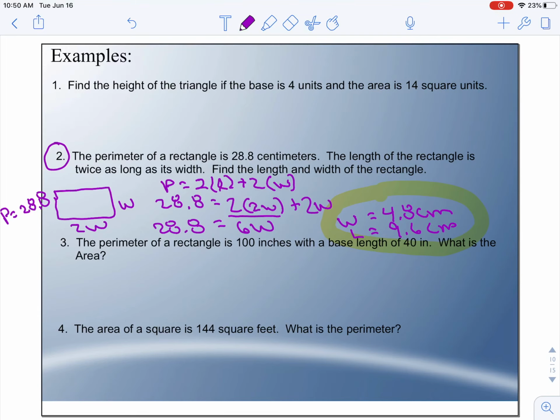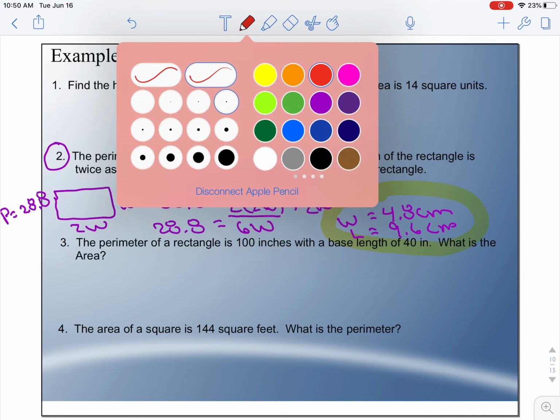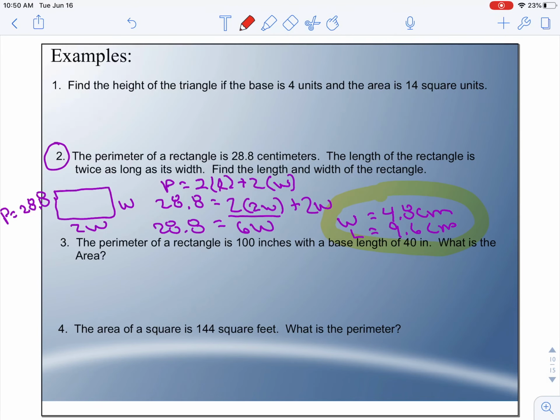Let's try number 3. I'll work through that one with you, and then again, I'll have you try to work through the other 2 examples, numbers 1 and 4, on your own, and you can check the notes to see if you got it right. So this one says the perimeter of a rectangle is 100 inches with a base length of 40. What is the area? So now we're going to have to find the other value and then plug it back in. One of the things that makes these challenging is to make sure you're answering the questions that they ask.